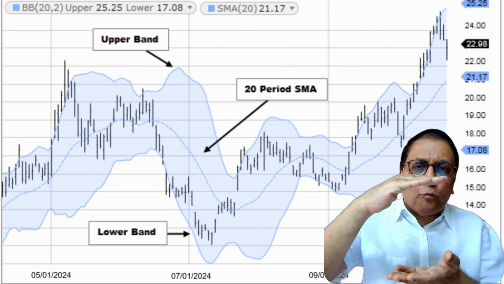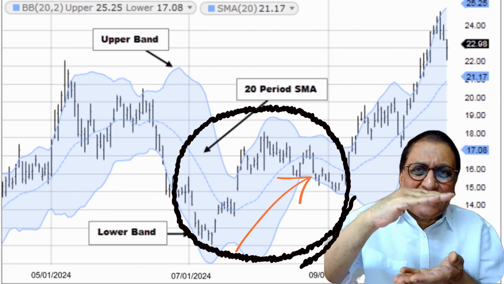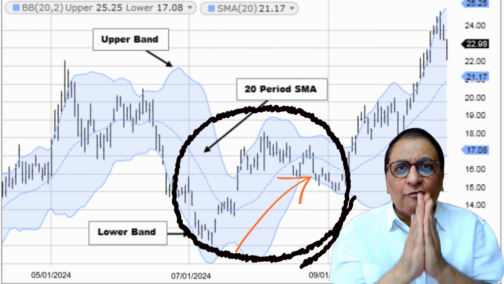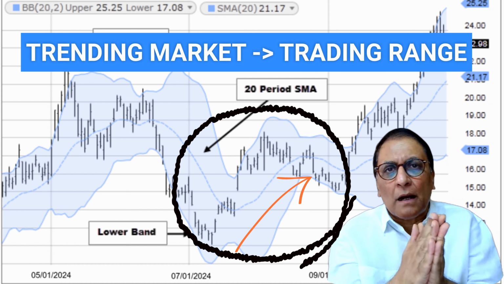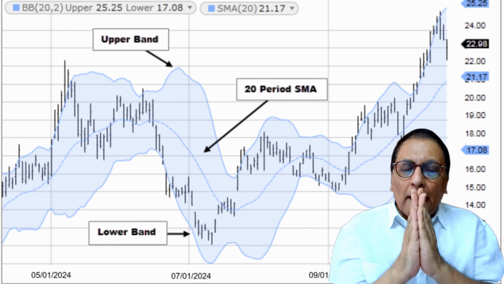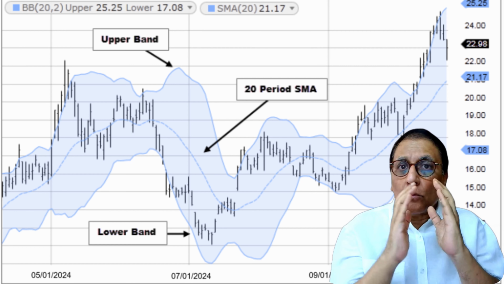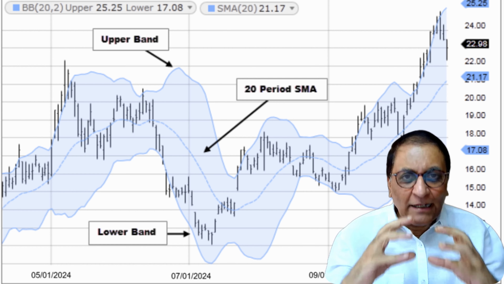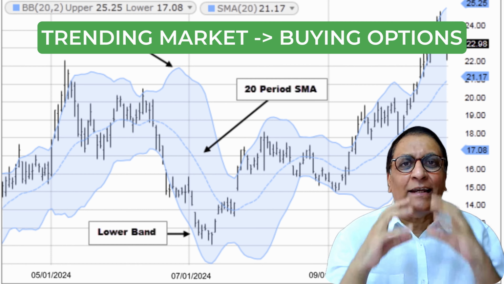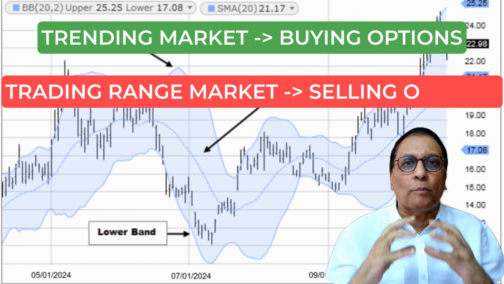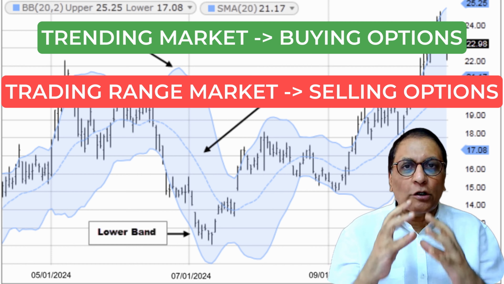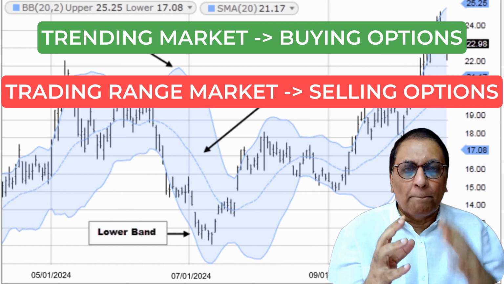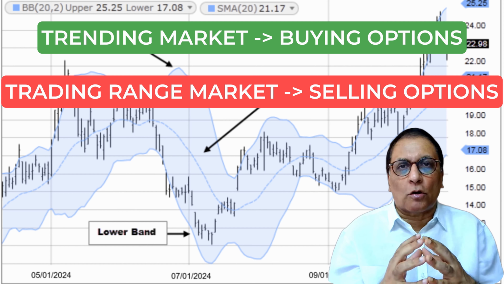Remember that if a widening band shows inclination of becoming thinner, this is a sign that we may be moving from a trending market to a trading range market, and vice versa. So this could also be used for buying and selling options. Buying options is normally done in a trending market, while selling options is normally done in a trading range market, in order to ensure that the time value is not offset by the price movement of the stock.